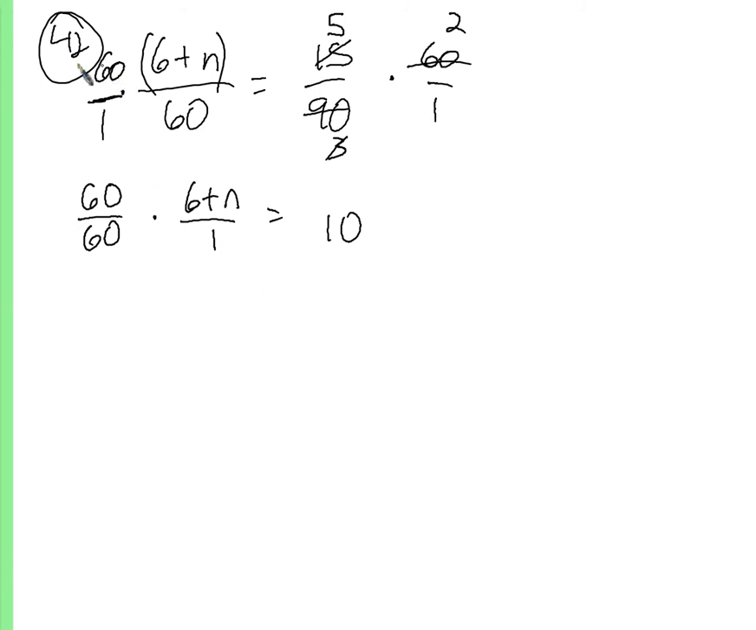Let's see. Across the top of these two fractions, if I multiply these together, I get 60 times 6 plus n. Is that what I have in the numerator here? Yeah, 60 times 6 plus n. If I multiply the numerators, that's what I get. In the denominator, I would have 1 times 60. Is that the same thing as taking 60 times 1? Yeah. It's the same. So, what's 60 divided by 60? 1. We get 1 times 6 plus n over 1, or 6 plus n. Well, that would be the same as saying the 60s cancel.